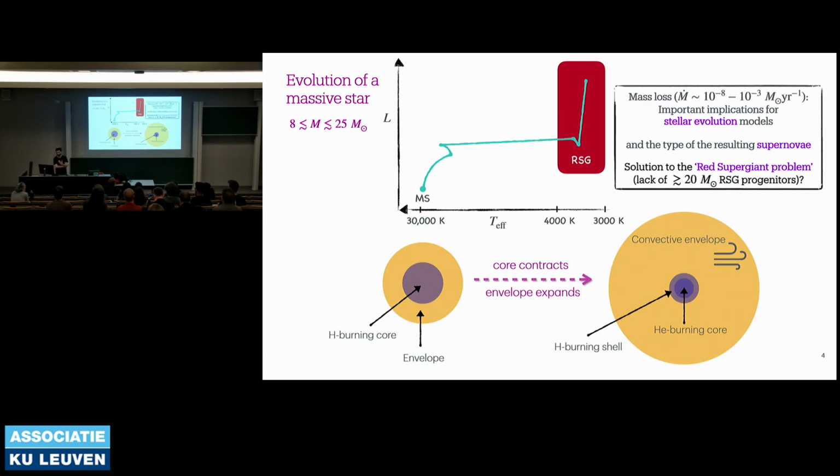And this, in turn, will affect also the type of the resulting supernova, and maybe it can be a solution to the red supergiant problem, which is the problem of the lack of observations of red supergiant progenitors of supernova above 20 solar masses, although recent studies show that this may not be in the end a problem. It can be a lack of statistics, or even recent studies from the past year showed that estimations of the luminosities of the galactic red supergiants were wrong, leading to wrong estimations of initial masses.